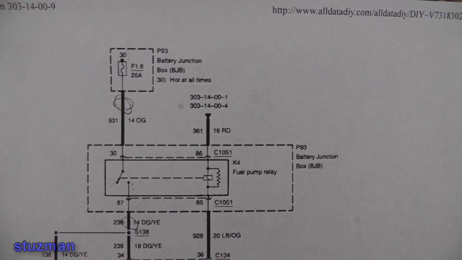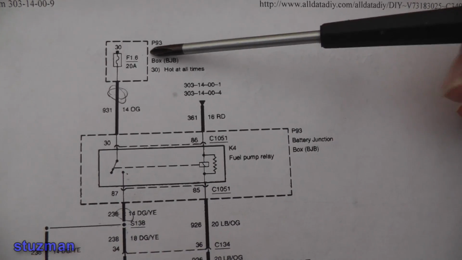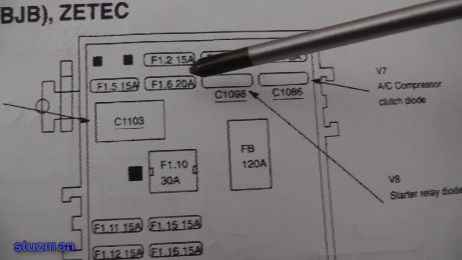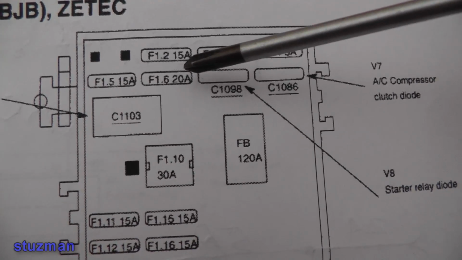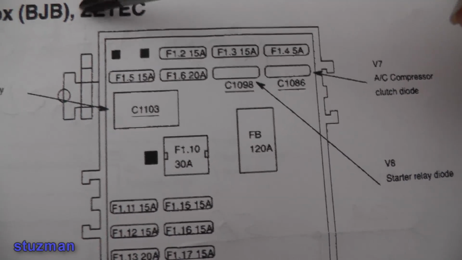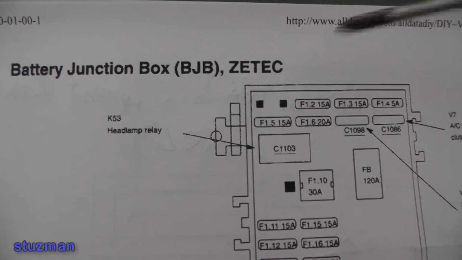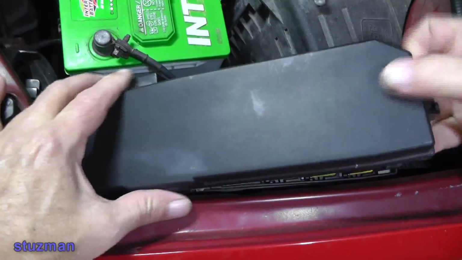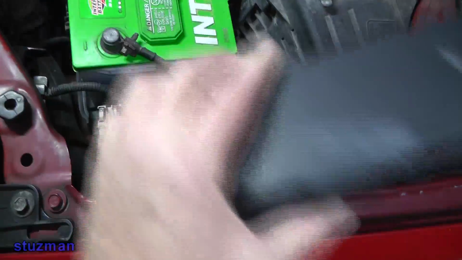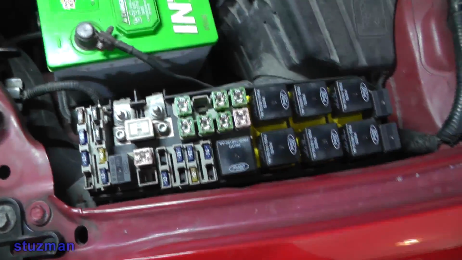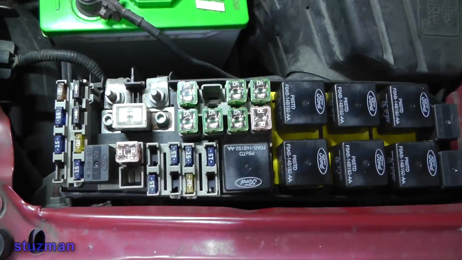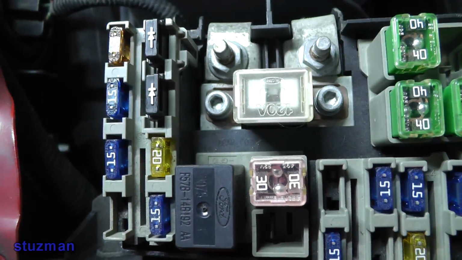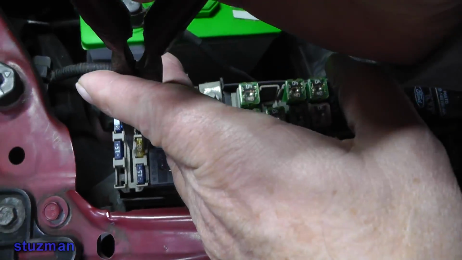Let's go for our next step now. This fuse is F1.6. Let's see if we can locate it. Here's a fuse, F1.6, located over in the battery junction box. So let's go over there and see if we can find it. Let's get this cover off. This is where a fuse should be located. And 20 amp, there it is, right there. Okay. So now I'm going to pull this fuse out.